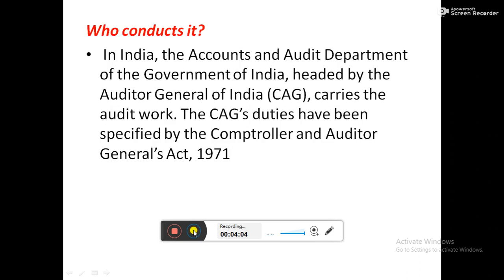Now we will see who conducts government audit. In India, the Accounts and Audit Department of the Government of India, headed by the Auditor General of India, carries the audit work. The CAG's duties have been specified by the Comptroller and Auditor General's Act 1971. I'll repeat it again. In India, the Accounts and Audit Department of the Government of India, headed by the Auditor General of India, carries the audit work under the government audit. The CAG's duties have been specified by the Comptroller and Auditor General's Act 1971.